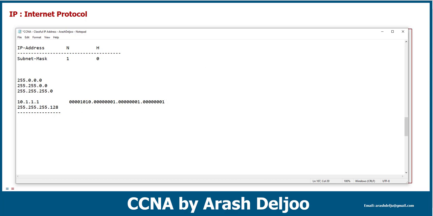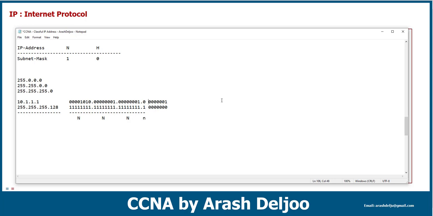After that, let me write the subnet mask: 11111111 dot, again 11111111 dot, again 11111111 dot, then 10000000. Look at here, 128 means only the first bit is the network bit and the other bits are the host bits. This is equivalent to 128. This means that in this IP address we have different conditions. The first 25 bits, not 24 bits, are the network bits. Here we have one network bit and 7 host bits, okay?